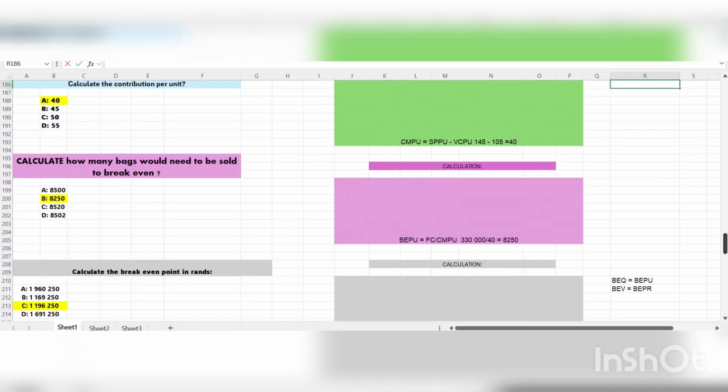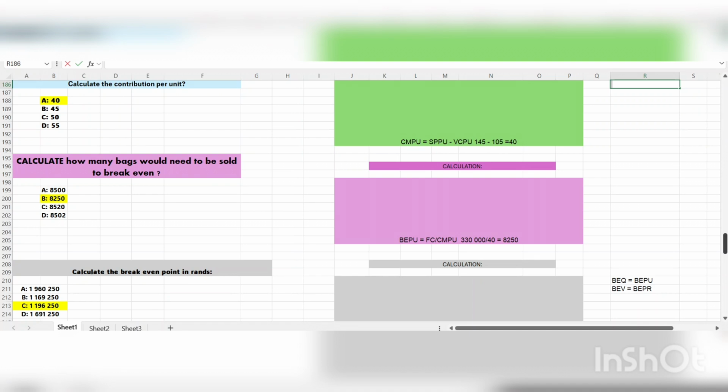So the next thing we do is we calculate our break-even point in rands. To calculate your break-even point in rands, you would usually use your fixed cost divided by your contribution margin ratio, okay? However, in this case, we haven't worked out a contribution margin ratio. And I'm going to show you a way now in which you can do it without calculating your contribution margin ratio.